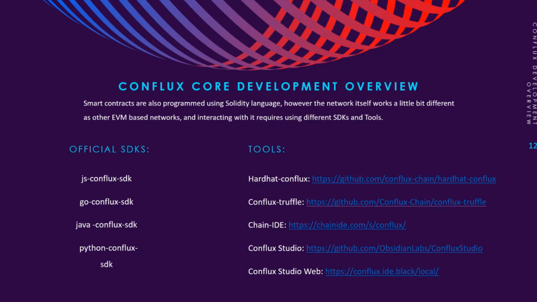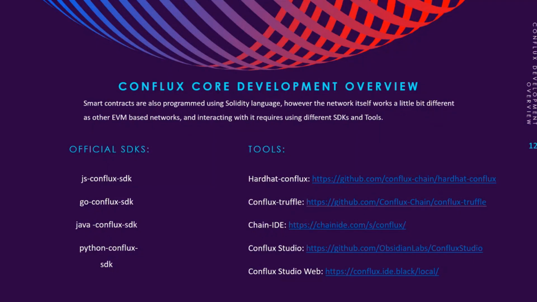Hardhat, for example, or Truffle. The standard Hardhat doesn't work for Conflux Core. It's focused on EVM compatible networks, and even if Conflux Core uses smart contracts written in Solidity, it's not supported by Hardhat. So Hardhat Conflux and Conflux Truffle, for example, are adaptations of the original Hardhat and the original Truffle that can support development on Conflux Core.